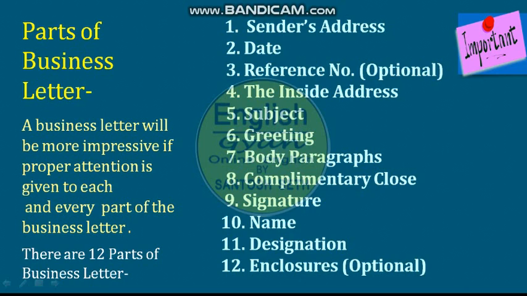First line, sender's address. Second line, date. Third line, reference. Reference number is optional. You can skip directly to the inside address also. After that, subject, then greeting, body of the paragraph, complimentary clause, signature, name, designation, and then there is one more, the 12th point, that is enclosure, and it is again optional. Means what is enclosed with it. Just like in a letter for a job, we enclose our CV.